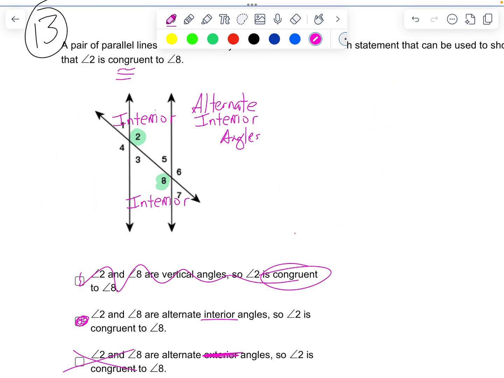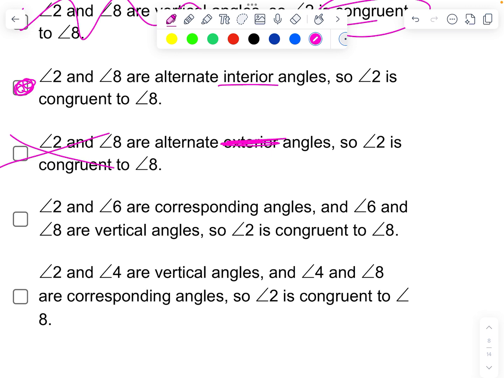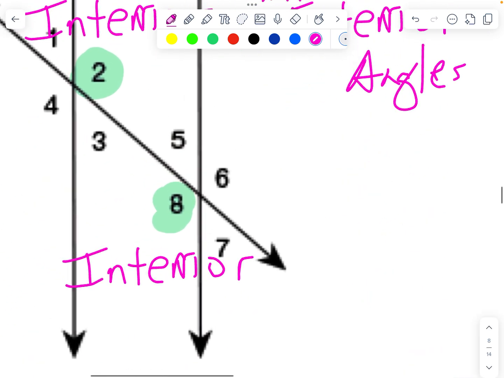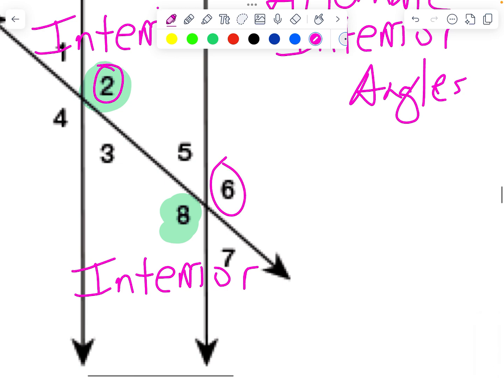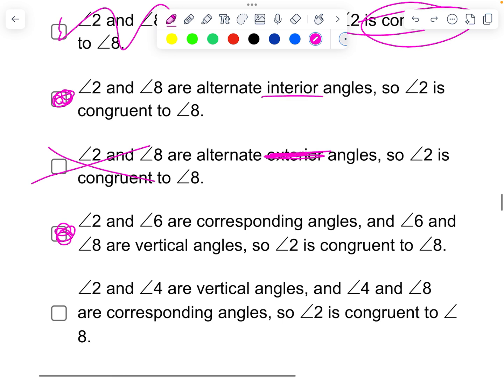Angle 2 and 6 are corresponding. Yes, they're corresponding. Angle 2 and angle 6 are corresponding, and angle 6 and angle 8 are vertical, so angle 2 and angle 8 are congruent. That is correct. That is absolutely right, because angle 2 and angle 6 right here are corresponding angles, right? And then angle 8 and angle 6 are vertical angles. They are vertical, so that works. You can have more than one answer. More than one of these can be right, okay? So this one's gone. Let's go look at the last one.